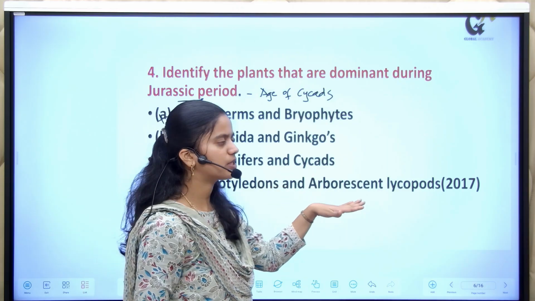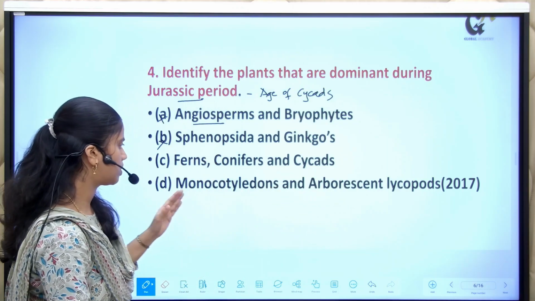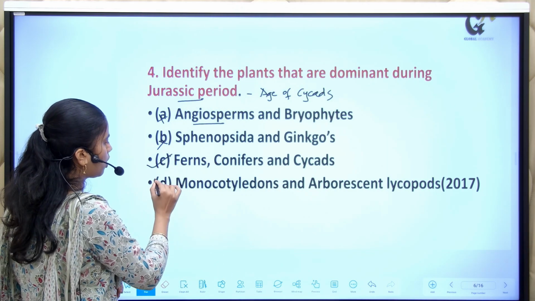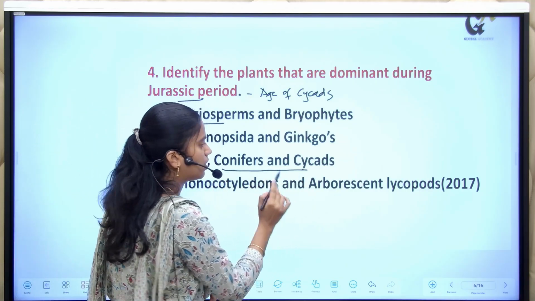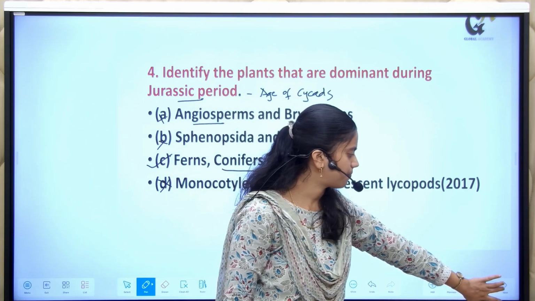Monocotyledons and arborescent lycopods. No, this is not our answer. So our answer will be option D. Why? Because it is having the gymnosperm, that is conifers and the cycads.